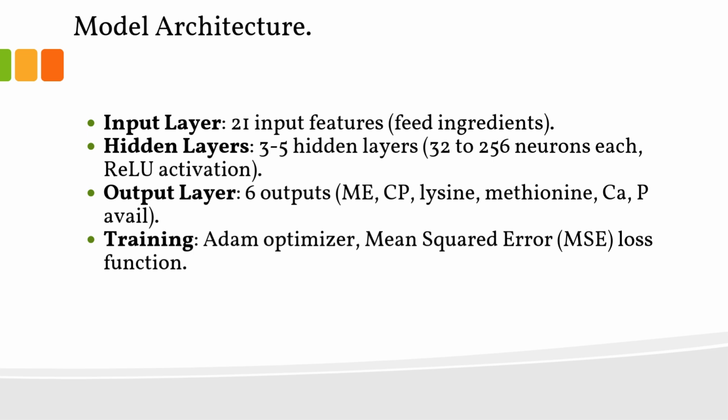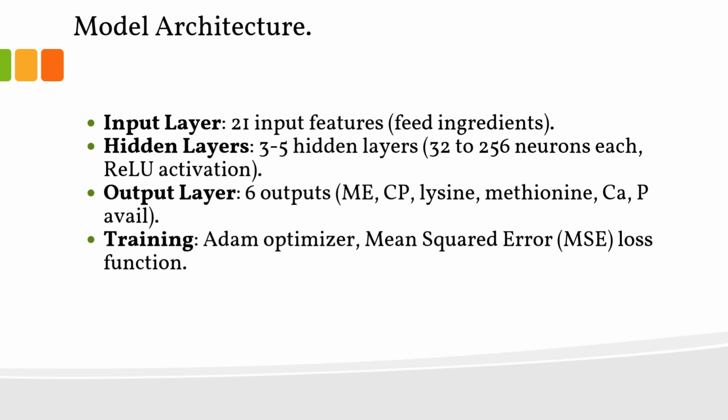We have the input layer that has 21 input features. These are the ingredients that we are trying to mix together and formulate. Then the hidden layers for the processing, where each has about 32 to 256 neurons and a ReLU activation function. This is just the computational bit of the model.